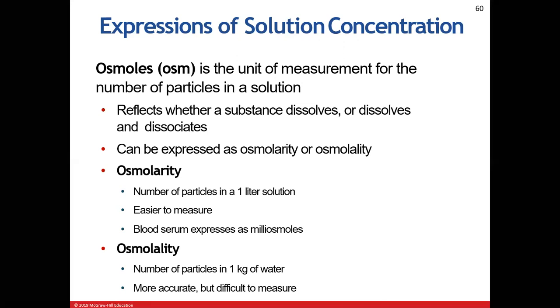Again, going back to what we just talked about, osmolarity is the number of particles in a 1 liter solution. Again, it's easy to measure. We do this with blood serum. It's expressed as milliosmoles. And then we also have osmolality, which is the number of particles in 1 kilogram of solution. It's more accurate, but it is difficult to measure.